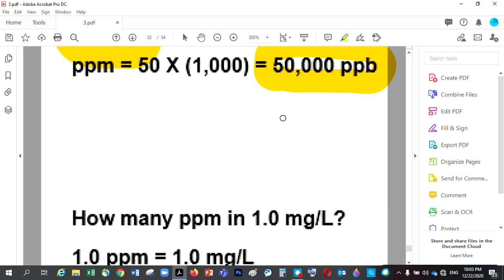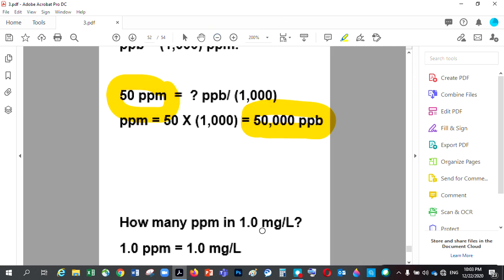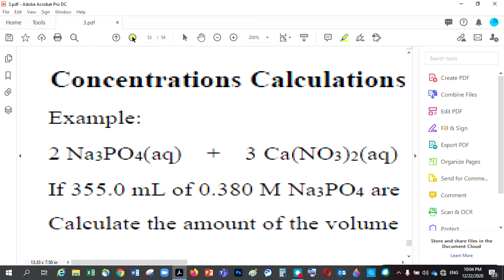So let's look at this. How many grams in 1 milligram per liter? By definition, 1 milligram per liter is 1 ppm. So let's go further.